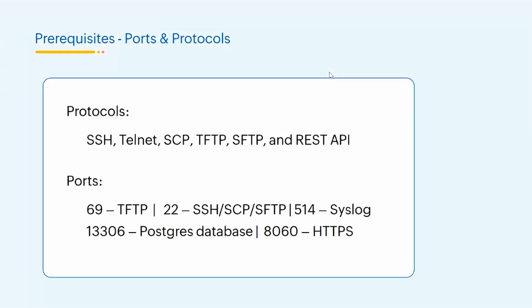Now let's go over some of the protocols and ports used in Network Configuration Manager. So the supported protocols include SSH, Telnet, SCP, TFTP, SFTP, and REST API. I'll quickly walk you through the ports as well. So port 69 is used for TFTP, port 22 for SSH, SCP/SFTP, port 514 for syslog, port 13306 for the database, and port 8060 for HTTPS protocol.